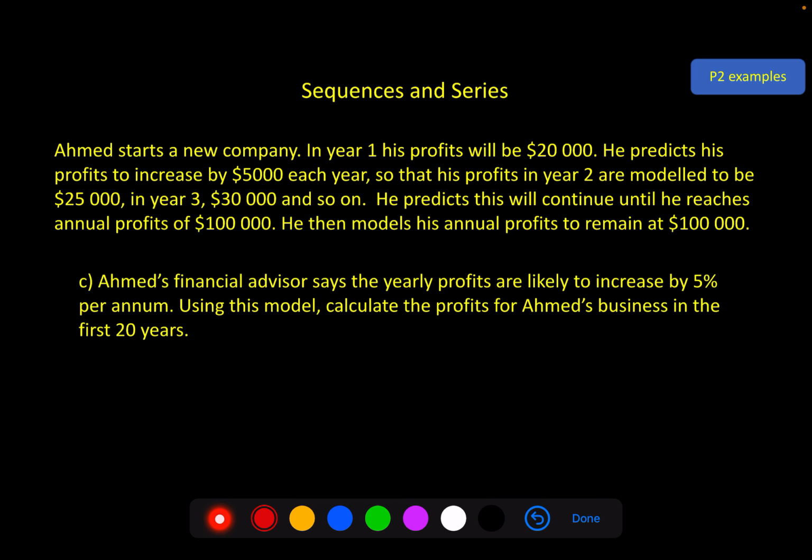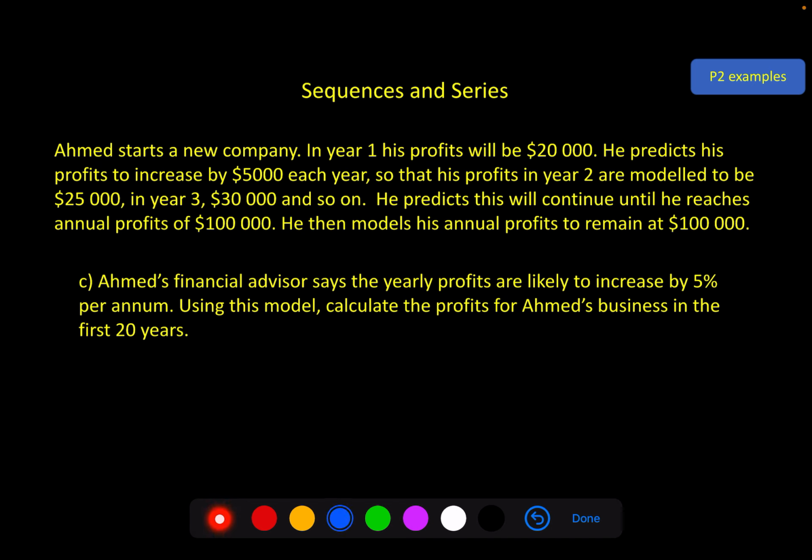Part C. Ahmed's financial advisor says the yearly profits are likely to increase by 5% per annum. Using this model, calculate the profits for Ahmed's business in the first 20 years. Okay, this is important to realize. Obviously, this is still true. This is still the context. And this is still true. This is still year 1.